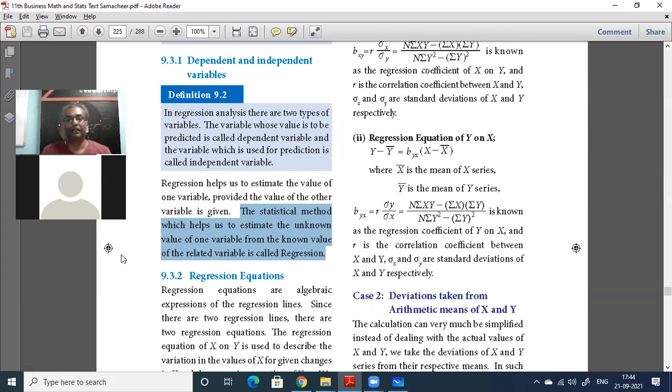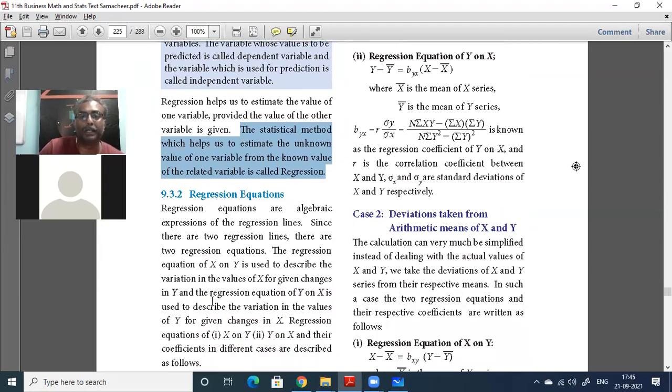A statistical method which helps us to estimate the unknown value of a dependent variable. Unknown value is not known. How many people will die? We don't know. From the known value of the related variable. Oh, the temperature is now 55 degrees. Then so many people will die. You are estimating. You are estimating the dependent variable from the independent variable. That is what is called regression.